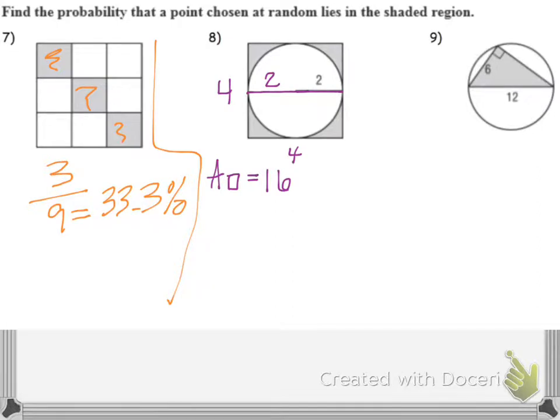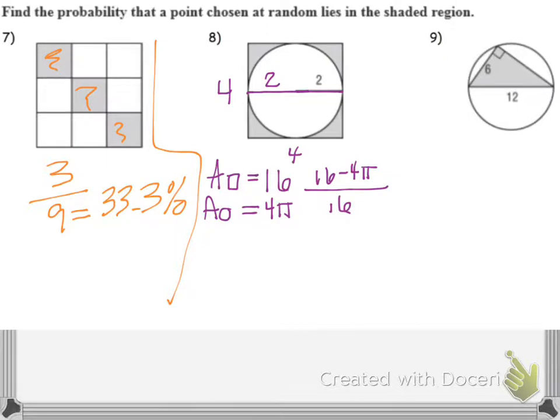So the shaded part here, I need to subtract out the circle. And the area of the circle would be pi r squared. So it'd be pi 2 squared, so that'd be 4 pi. So in this case, the shaded part would be 16 minus 4 pi. That would get me the shaded part. And now I need to divide it by the whole. And the whole would be the whole square, which would be 16.